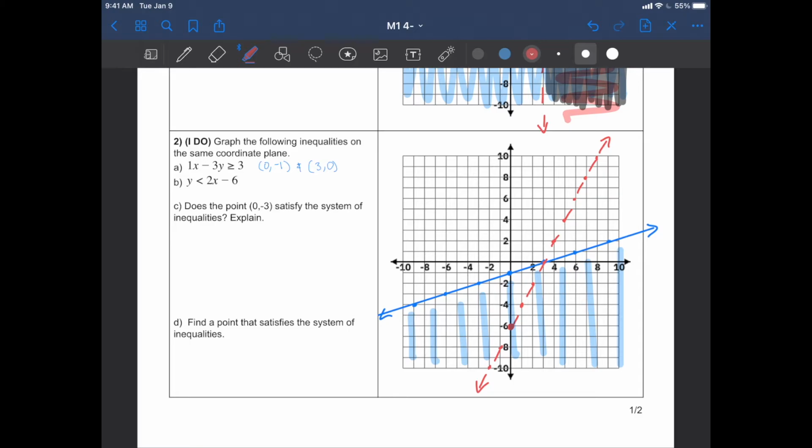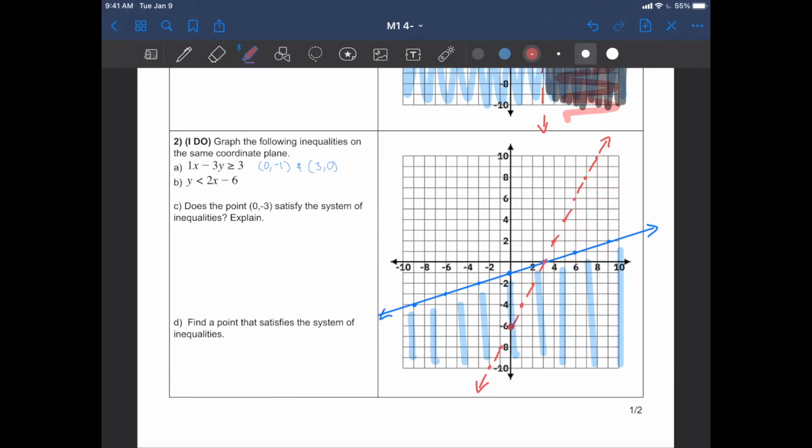Now I plug 0, 0 into the second inequality, and it also produces a false statement. 0 is not less than -6. So since 0, 0 is currently above this coral line, I'm going to shade below.